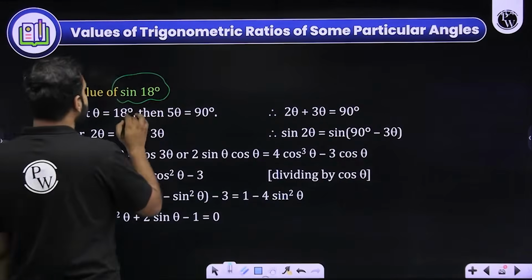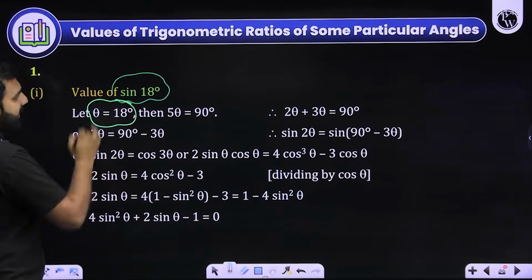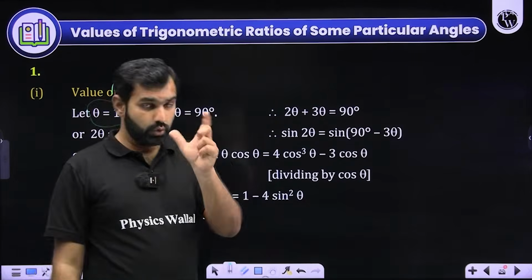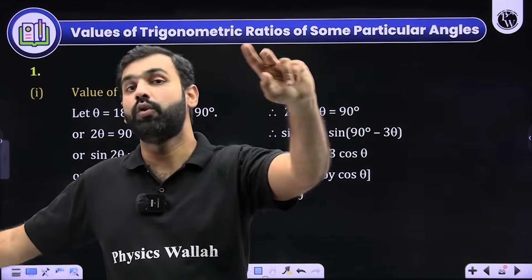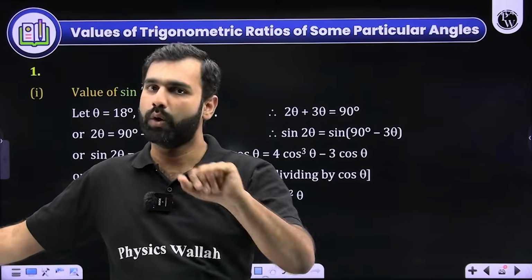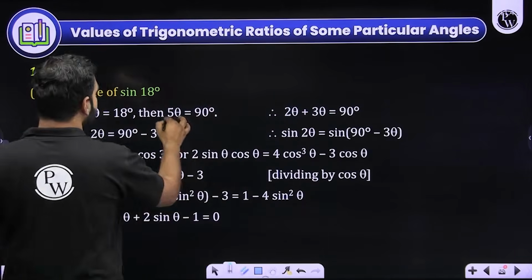So let's say theta is 18 degree. So I treat 18 degree as theta. So you need to make some arrangements. For example, 18, if I treat as theta, we know 5 times of 18 is 90. What do I mean by that? 5 theta will be 90.